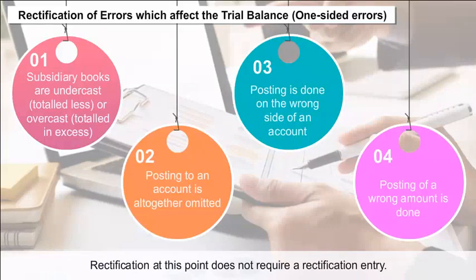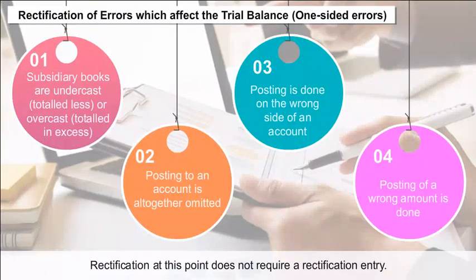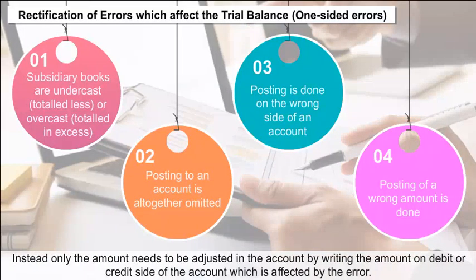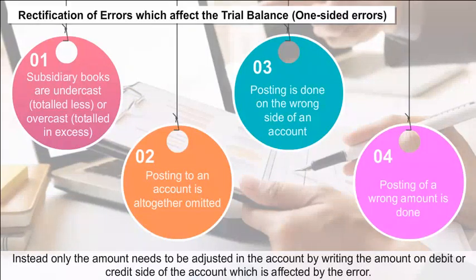Rectification at this point does not require a rectification entry. Instead, only the amount needs to be adjusted in the account by writing the amount on the debit or credit side of the account which is affected by the error.